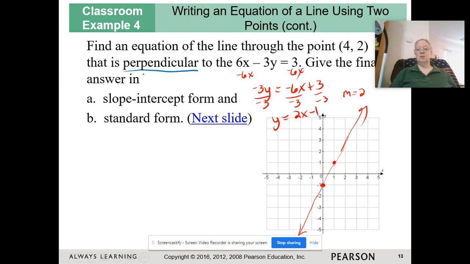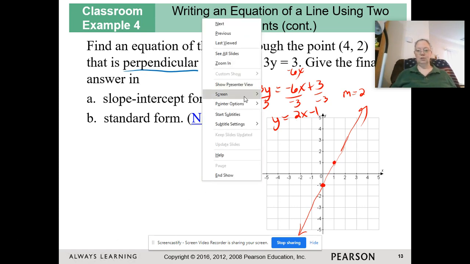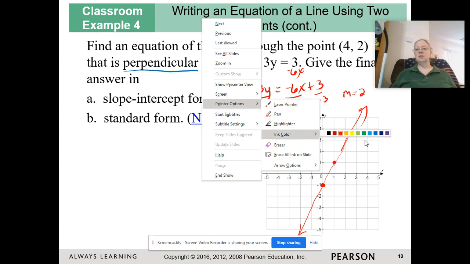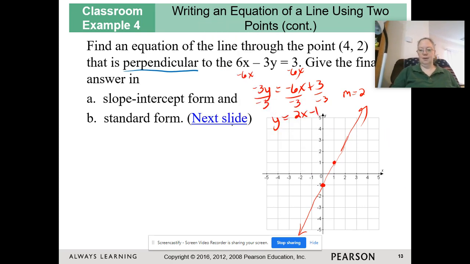They're perpendicular. So, change the color again. Let's do purple this time. Our line has to go through the point (4, 2), and our line has to have a negative reciprocal slope. So if this is 2, or 2 over 1, the slope is -1/2. Our purple line is the line we need the equation for.